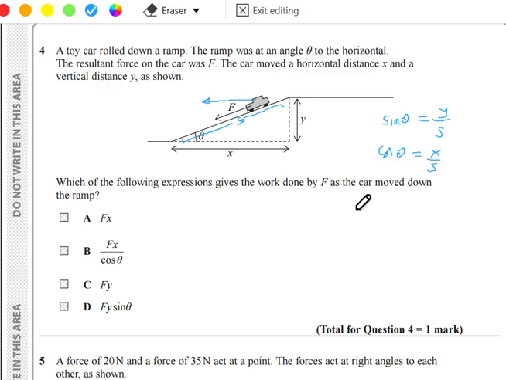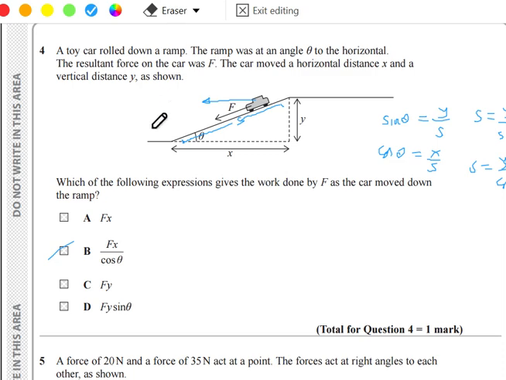As s from this equation is equal to y over sine theta, and from this equation x over cosine theta, it is clear that the answer will be B.